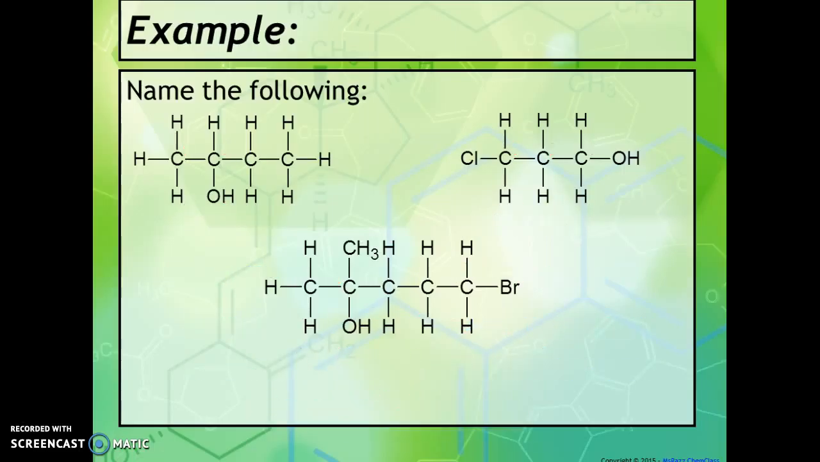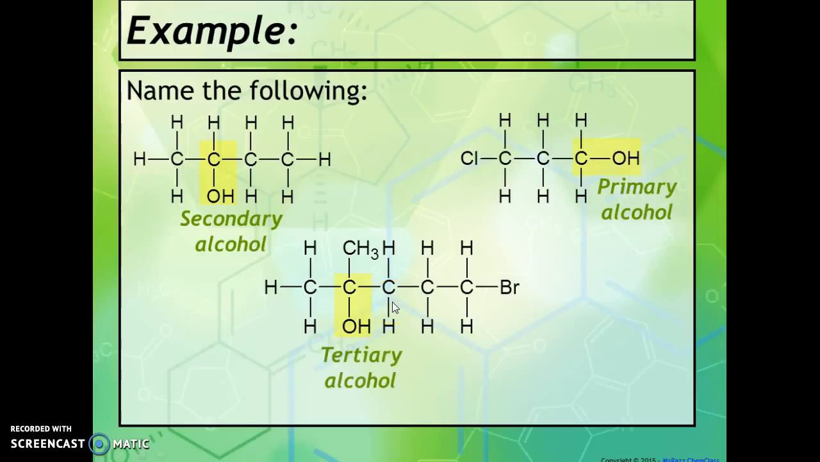Okay, so now we can talk about whether it's primary, secondary, or tertiary, and it all has to do with the carbon it's attached to. So on this one, how many carbons is this carbon attached to? 2. That makes it a secondary alcohol. On this one, how many is this attached to? 1. That makes it a primary alcohol. On this one, how many is this carbon attached to? 1, 2, 3. It's tertiary.